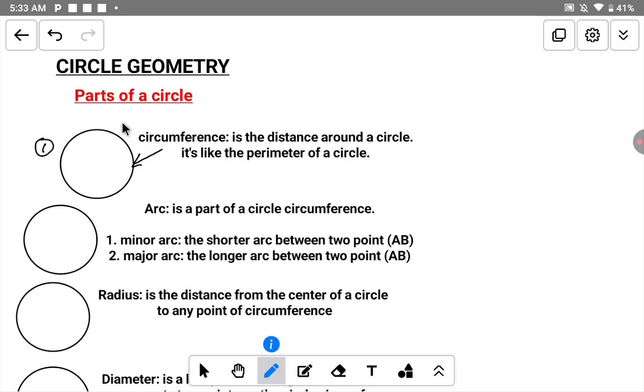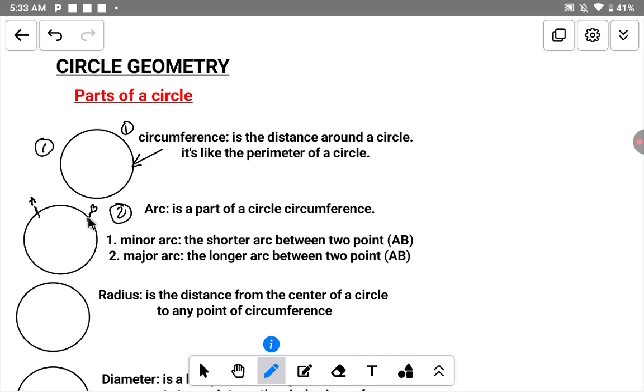The second one we're discussing is the arc. What do you understand by an arc? With the definition I have here, an arc is a part of the circle's circumference. The circumference is the distance around a circle, and an arc is a part of it. If we move around from point A to point B, then from this point here to this point here is an arc.